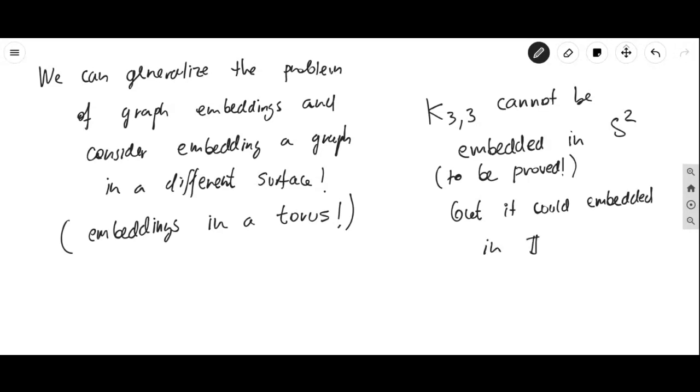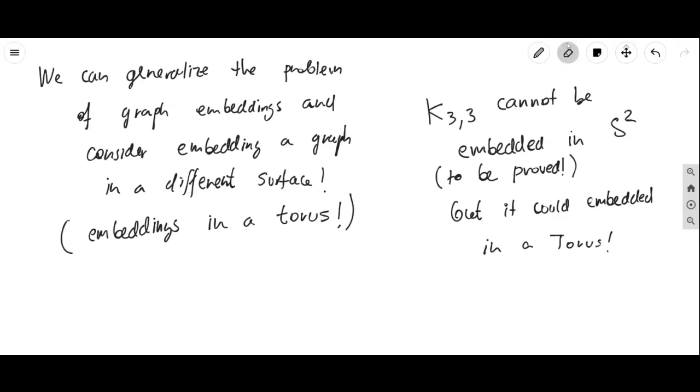but it could be embedded in the torus, in the two-dimensional torus. That does not mean two copies of the torus. That's just a two-dimensional torus. Maybe I'll just write it like this: can be embedded in a torus. So you can embed it inside a torus.